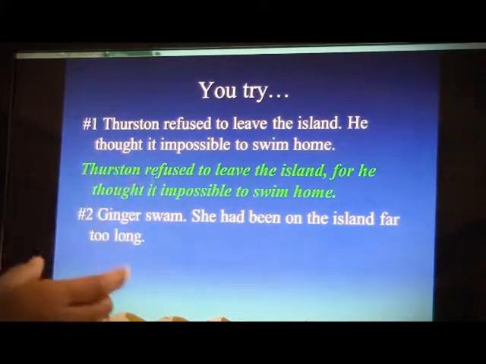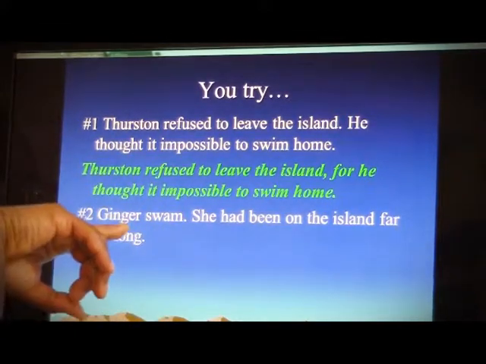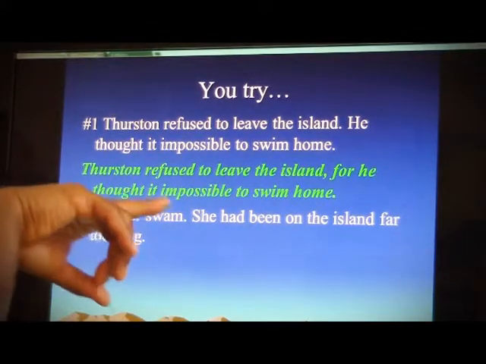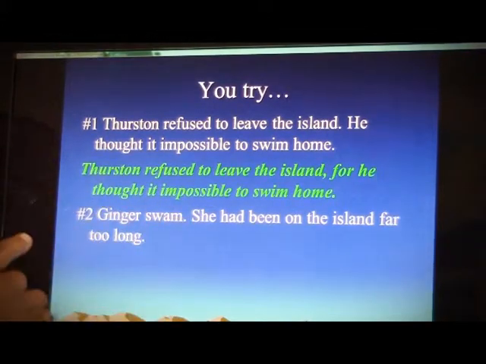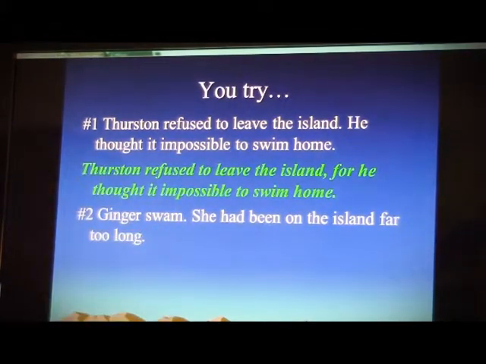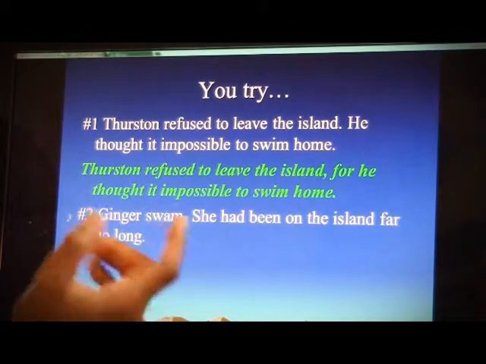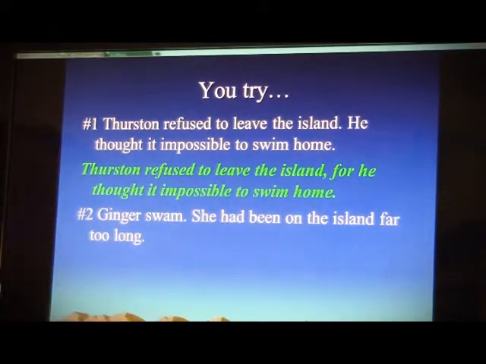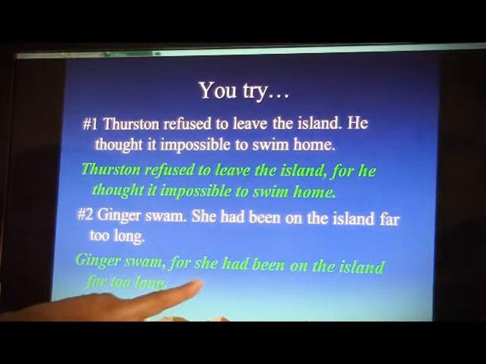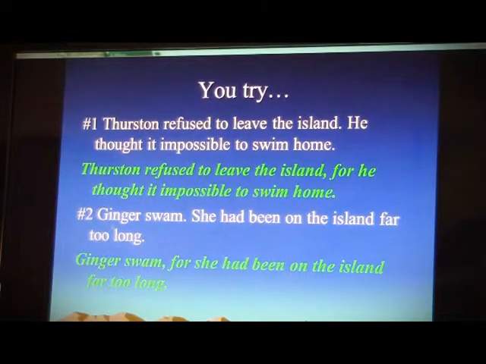Ginger swam is a real sentence because it has a subject and a verb and ends in a period. Ginger swam. We want to combine these two sentences because it sounds a little choppy. So we're going to use the word for again. So the guess is: Ginger swam, comma, for she had been on the island far too long.